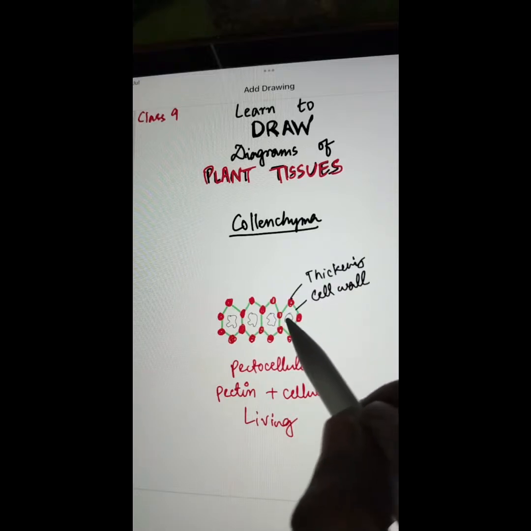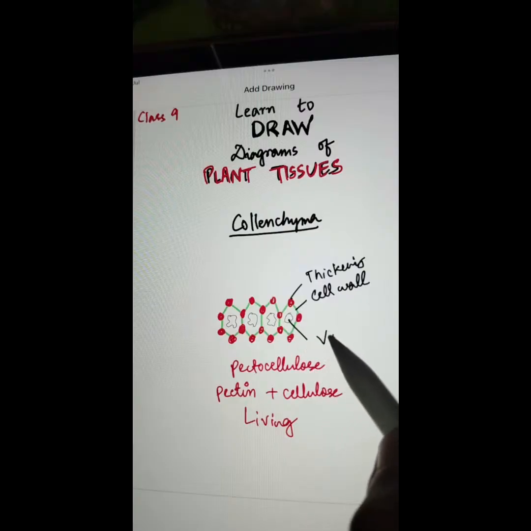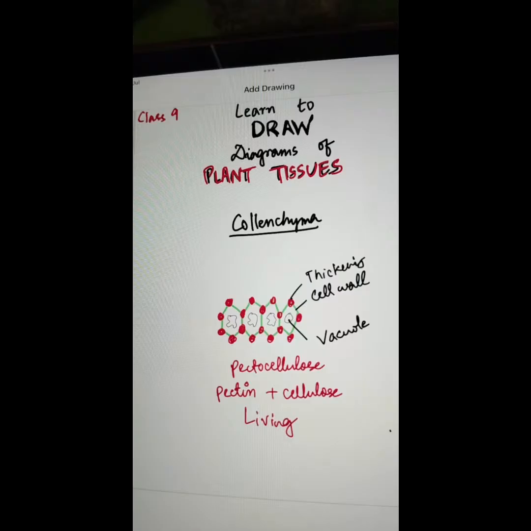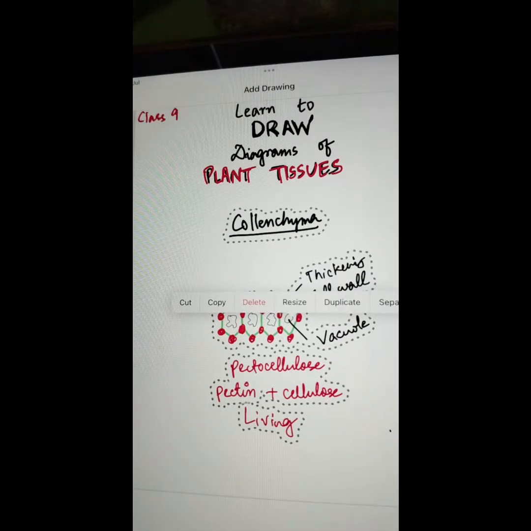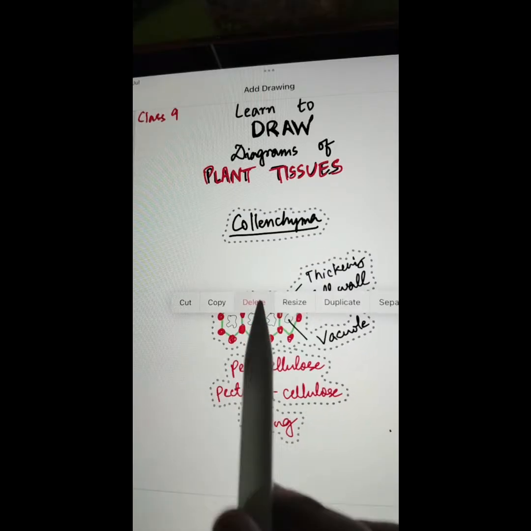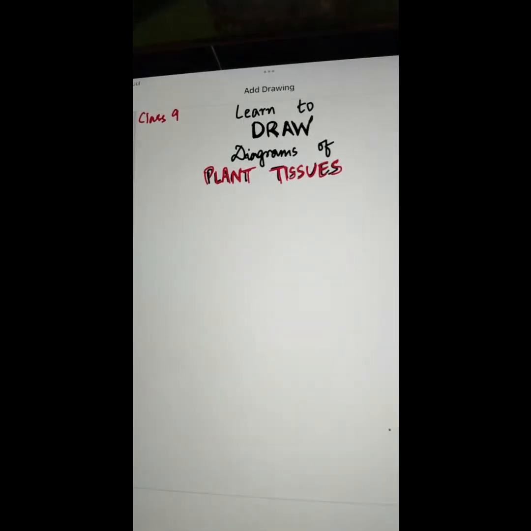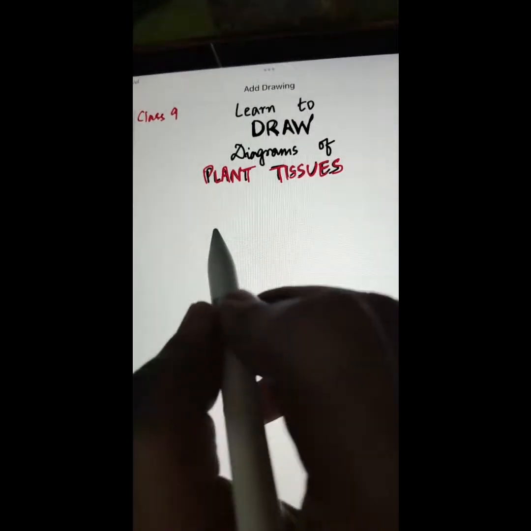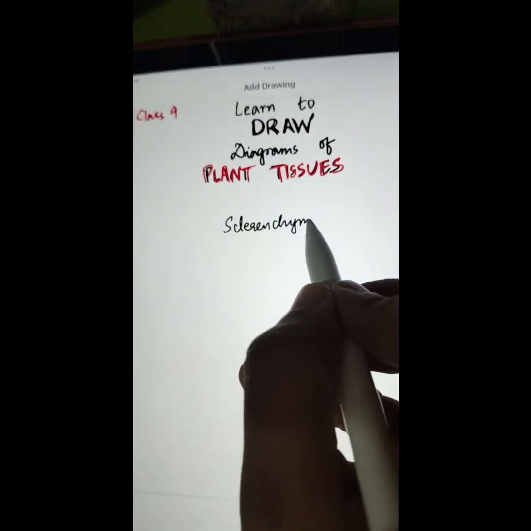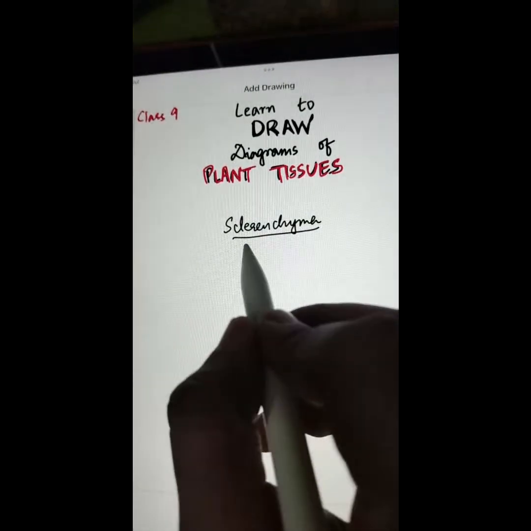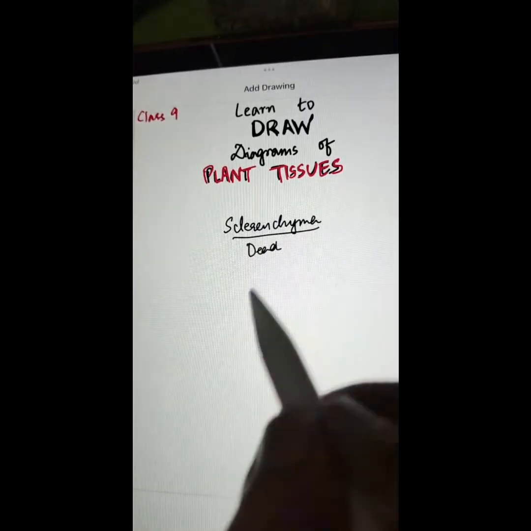This is the vacuole portion. Okay. This is the vacuole portion in the center. So these all labelings are enough for class 9 student. So this is collenchyma, the second type of simple permanent tissue. Now let's begin with sclerenchyma. Sclerenchyma is a simple permanent tissue which is dead in nature.